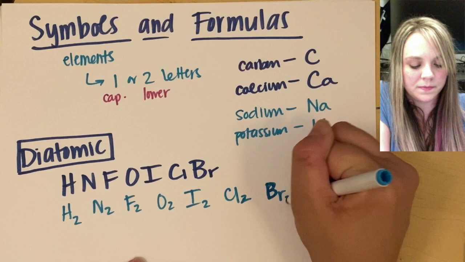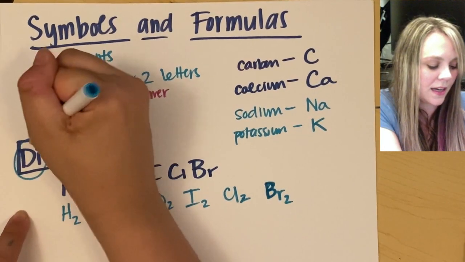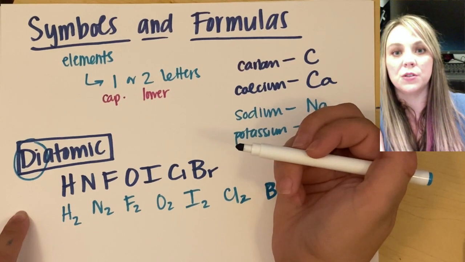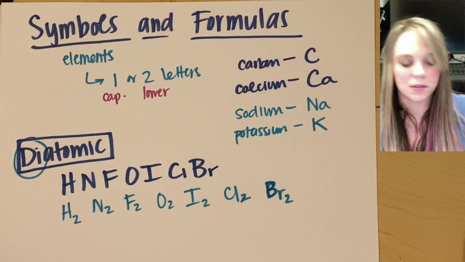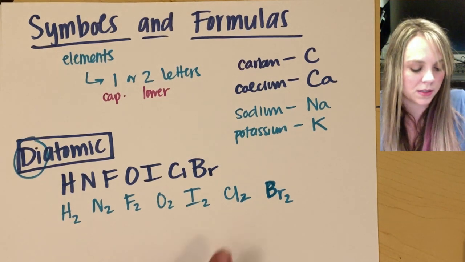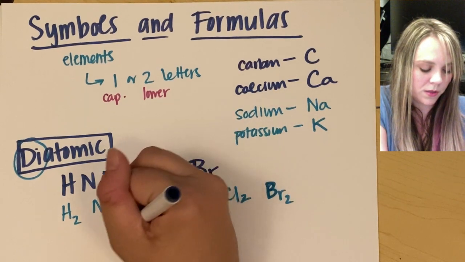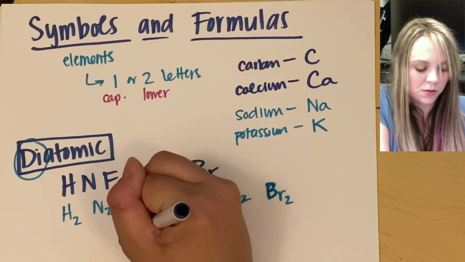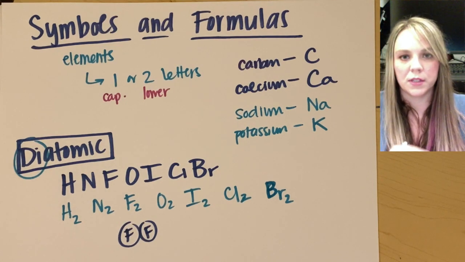And bromine, okay? So all diatomic means, di means 2, it means that these guys come in a package deal, right? So for these ones, there's always going to be 2 of them bonded together. So if I was going to draw a particle model of it, right? Fluorine has 2 fluorines bonded together.